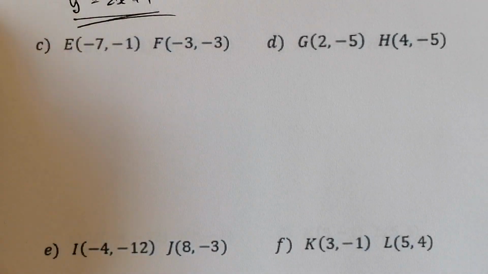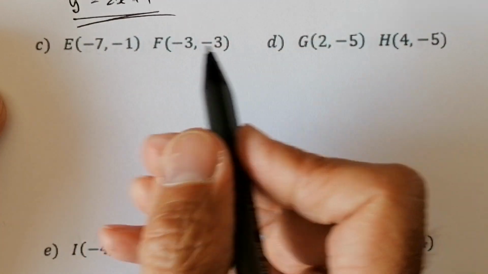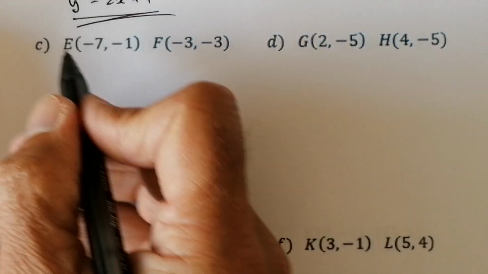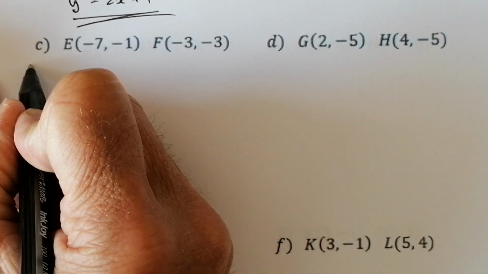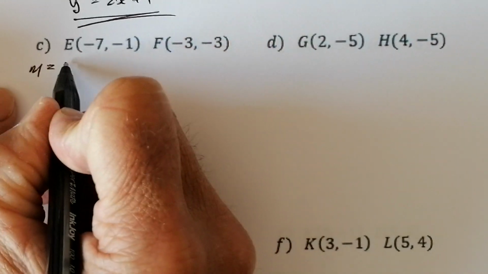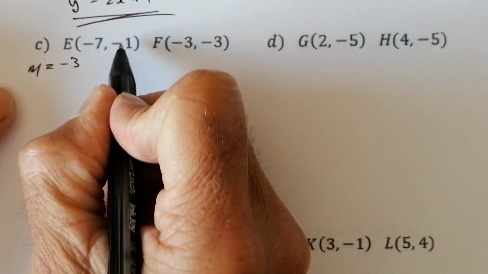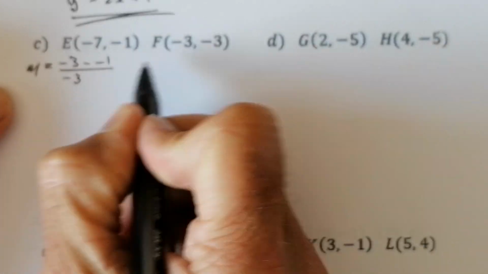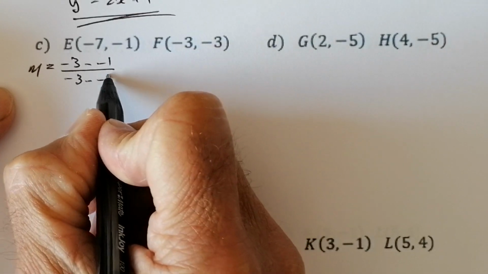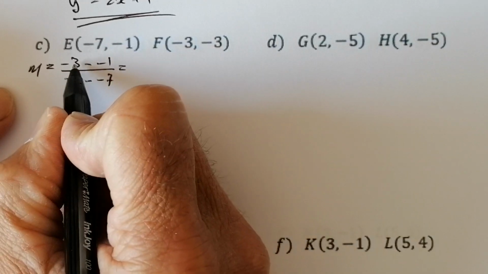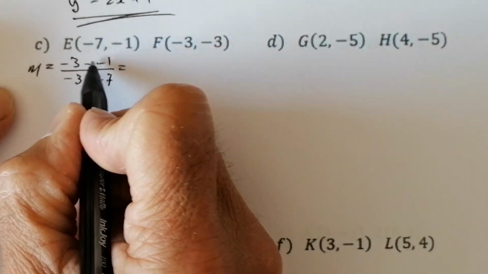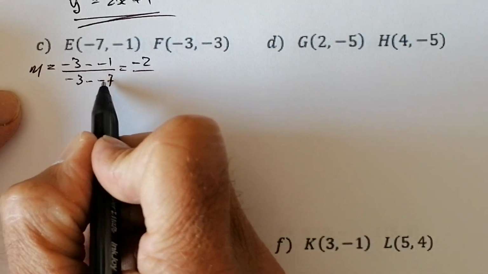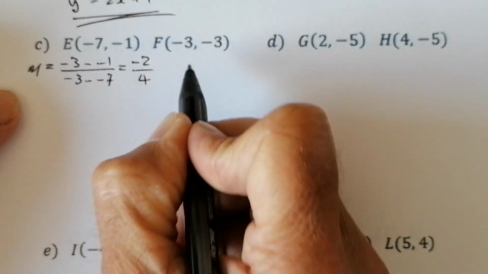Another 2 questions here, okay? And what we've got here is we've got 2 points E and F. So I don't have a gradient, so I'm going to have to work out the gradient. So here we go. I'm going to be using that minus 3 there, take away a minus 1. That minus 3 here, because that's the x coordinate, and I'm taking away a minus 7. So minus 3, adding on 1 takes me to a minus 2. Minus 3, adding on 7 is going to take me to 4.